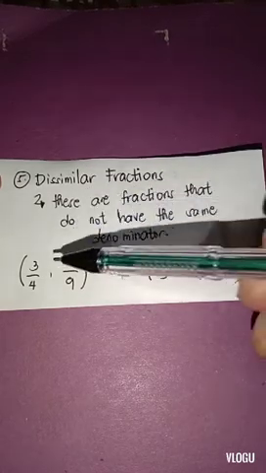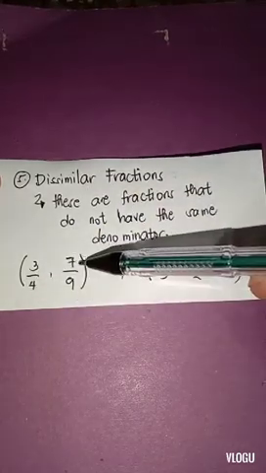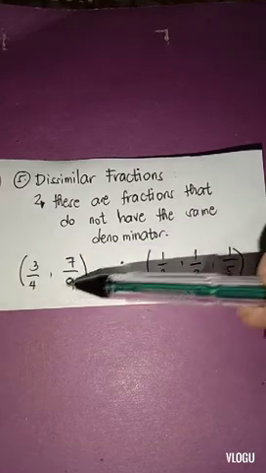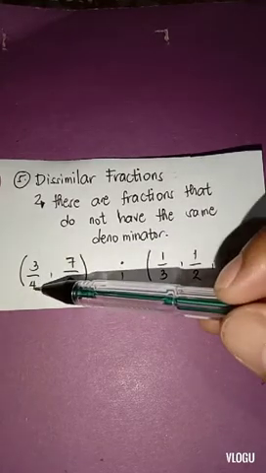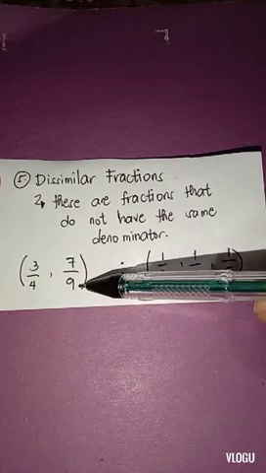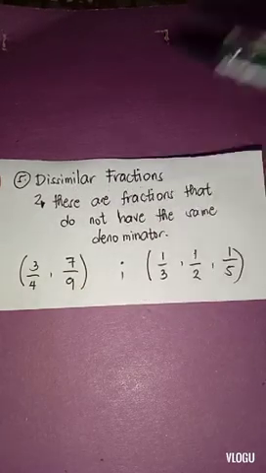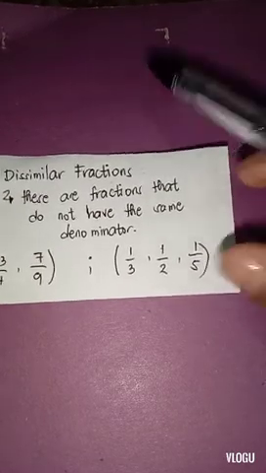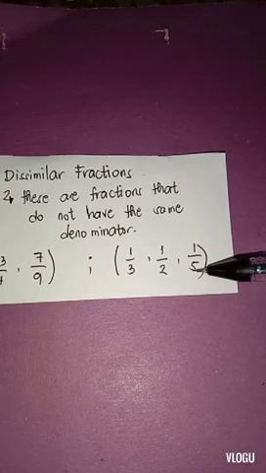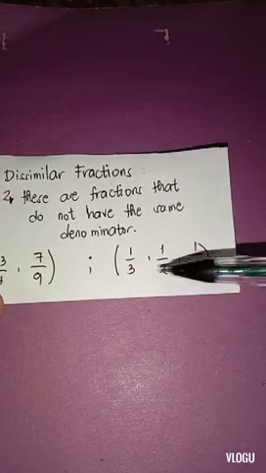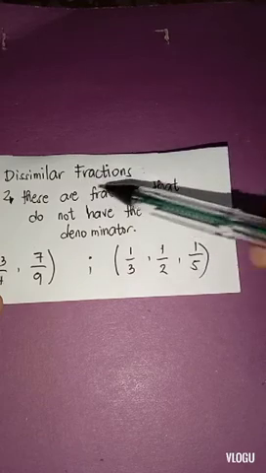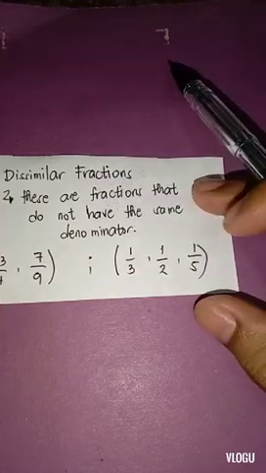So for example, we have here 3/4 and 7/9. So mapapansin nyo, magkaiba ng denominator since ang denominator natin dito is number 4 and then ang denominator naman dito is number 9. So these are dissimilar fractions. So another example, meron naman tayo ditong 1/3, 1/2, and 1/5. So mapapansin nyo, sa kanilang denominator is magkakaiba. So therefore, these are dissimilar fractions. So yon.